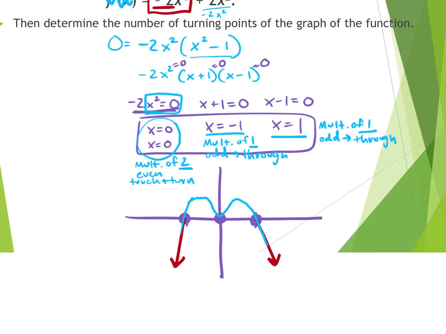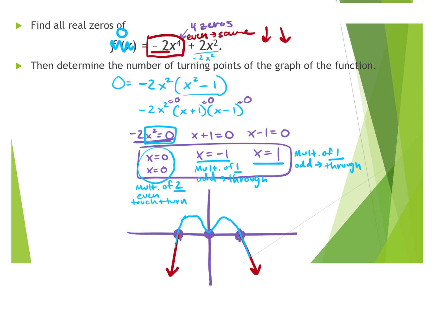To get a better idea or a more exact graph, you can plug in numbers in between your x-intercepts to see how high your graph goes. So here I'd probably plug in -1/2 and +1/2 to see how high or what our relative max would be here at these two humps, I guess you could say. But that would just be to get a more exact graph.